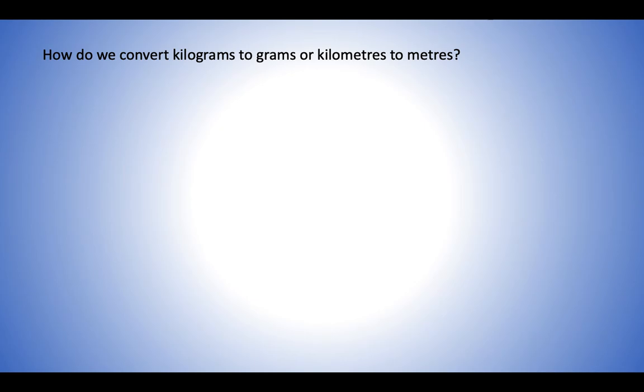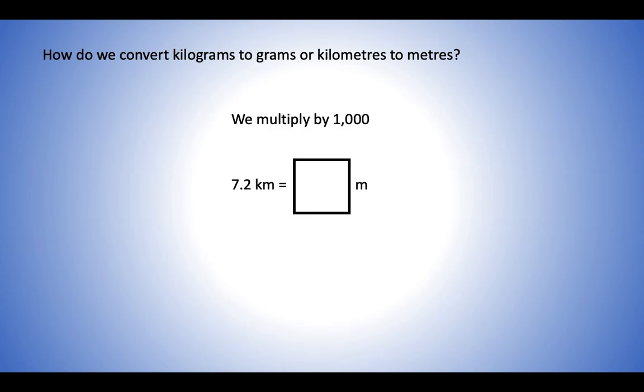Now, how do we convert kilograms to grams or kilometres to metres? We do the inverse of what we've just done. So we multiply by 1,000, which means our digits will move to the left 3 columns. So 7.2 kilometres as metres, what's that going to be? It's going to be 7.2 multiplied by 1,000, so our answer is 7,200.